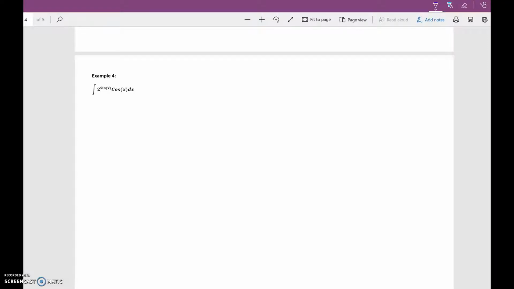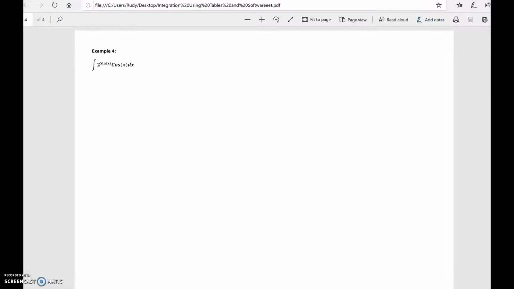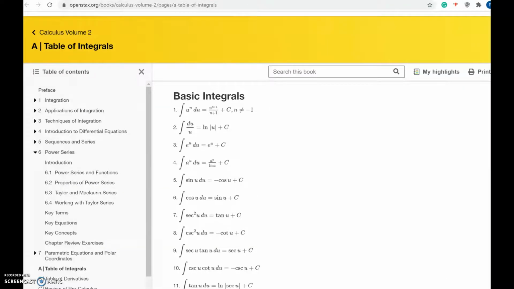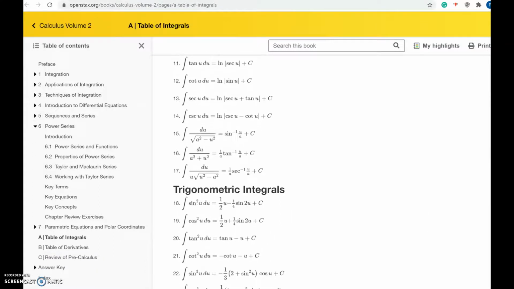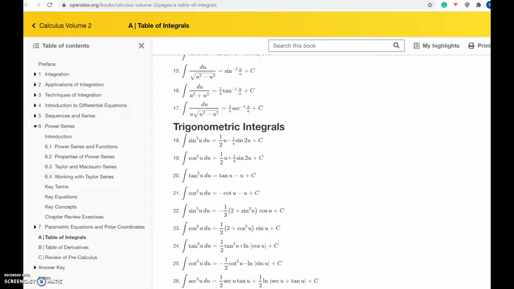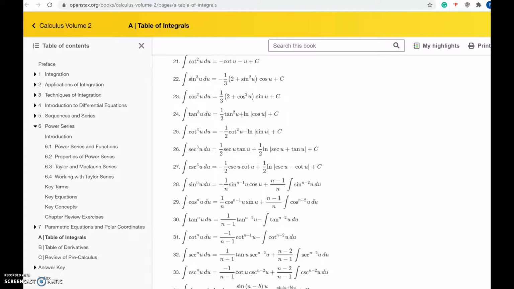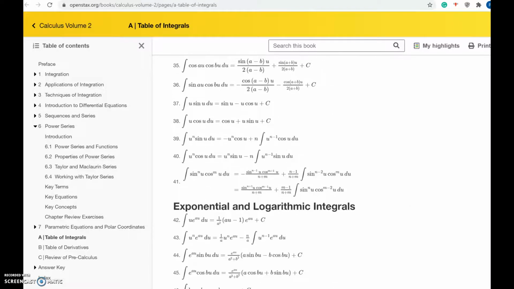Hi class, let's take a look at example 4. And example 4 doesn't quite look like anything that we've seen before. As we try to look at a formula, I don't know if we're going to find an actual formula that has a cosine, and also a base with an exponent of a sine.